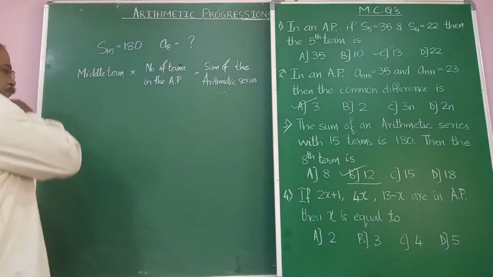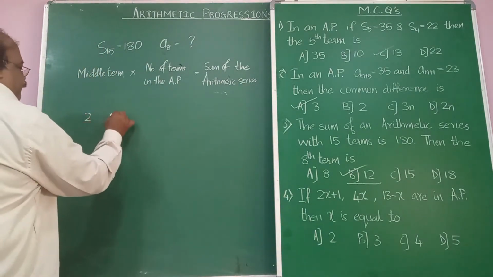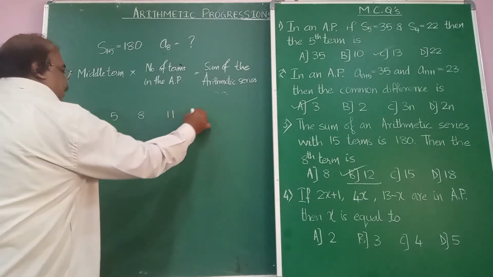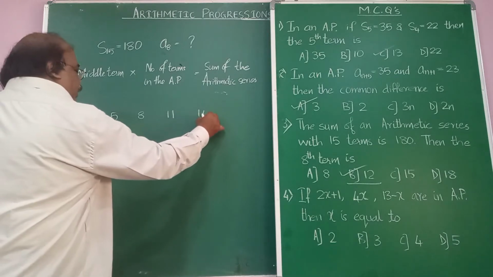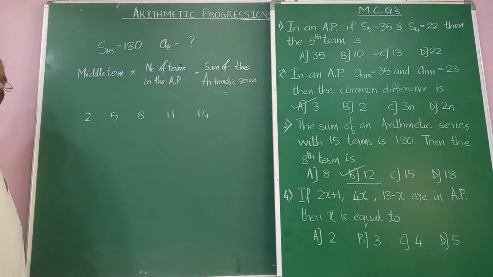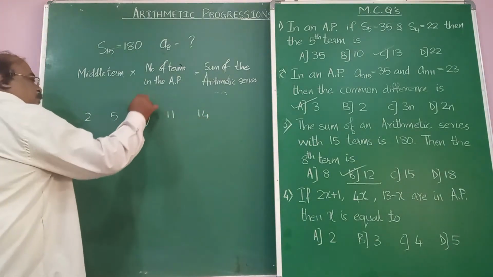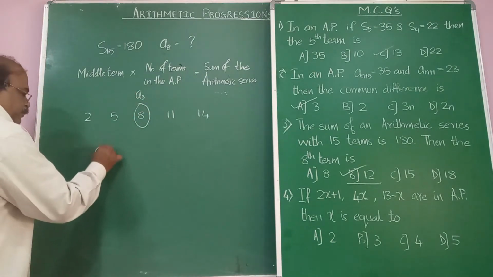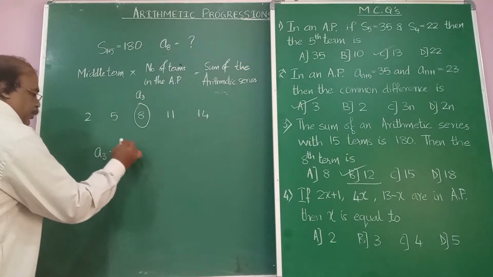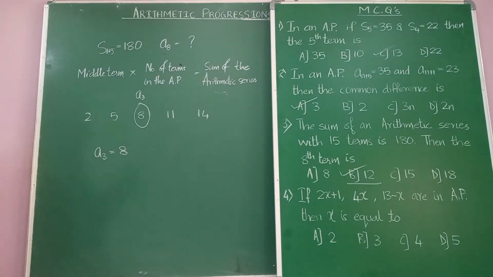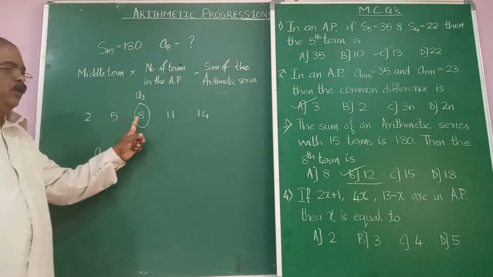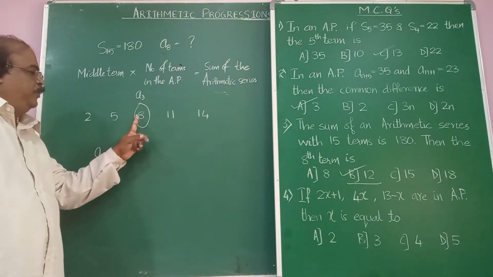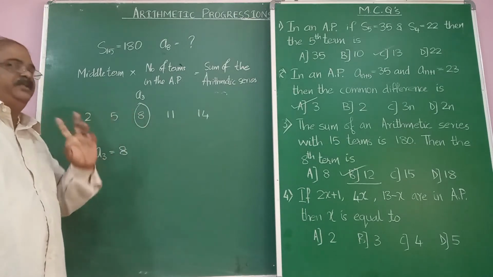I take an arithmetic progression: 2 plus 3 is 5, 5 plus 3 is 8, 8 plus 3 is 11, 11 plus 3 is 14. When there are 5 terms, this is your middle term. What is the middle term? 8. When there are 5 terms, how will I know which is the middle term? (n plus 1) upon 2. 5 plus 1 upon 2 is 6 upon 2, which is 3. The third term is the middle term.